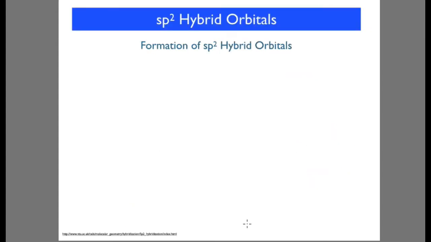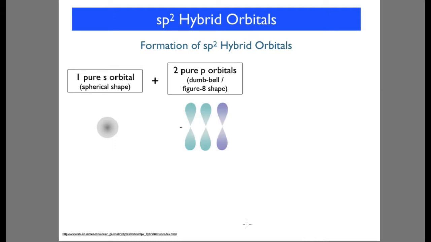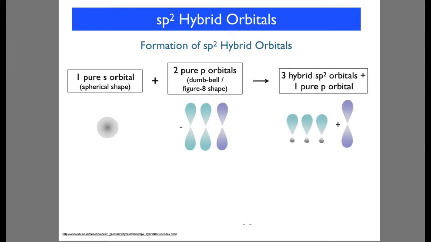Let's look at sp2 hybrid orbitals now. The formation of the sp2 hybrid orbitals. You've got a pure s orbital plus 2 pure p orbitals to give us 3 hybrid sp2 orbitals and 1 pure p orbital. Okay, so 3 sp2s and 1 unaffected p orbital.